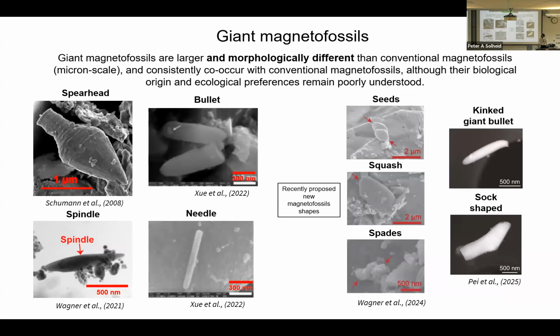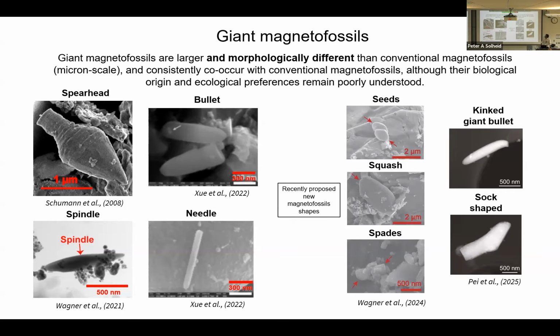So, we have another type of magnetofossil. We call them giant magnetofossils. These magnetofossils are larger in size and morphologically different from conventional magnetofossils. Their size range is on the micron scale, and until today, giant magnetofossils occur consistently together with the conventional magnetofossils.